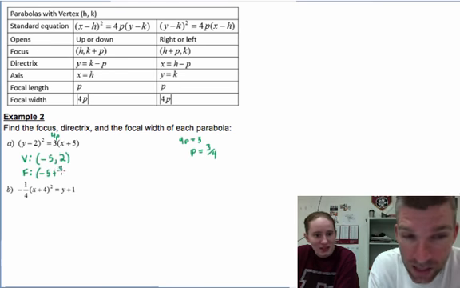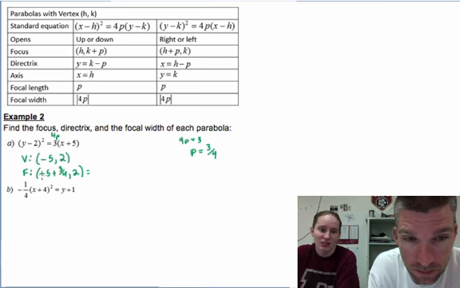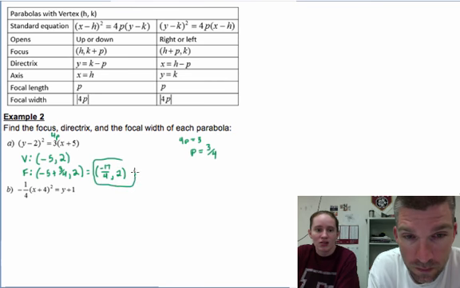So we're going to add this number, since it's positive, to the x value. Negative 5 plus 3 fourths, comma 2. If I get a common denominator, that's going to be negative 20 over 4 plus 3, which is negative 17 over 4, comma 2. So that's our focus.